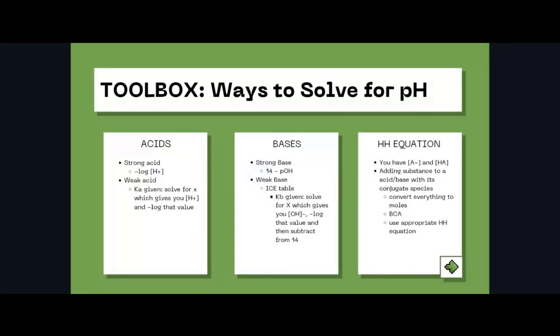Next, we just learned about the Henderson-Hasselbalch equation. So this is when you have the species A minus and HA, or the acid and its conjugate base. And so you add a substance to an acid or base with its conjugate species. So first you convert everything to moles like we did in the previous problem, do a BCA table, and then use the appropriate HH equation. So if you have a pKb.